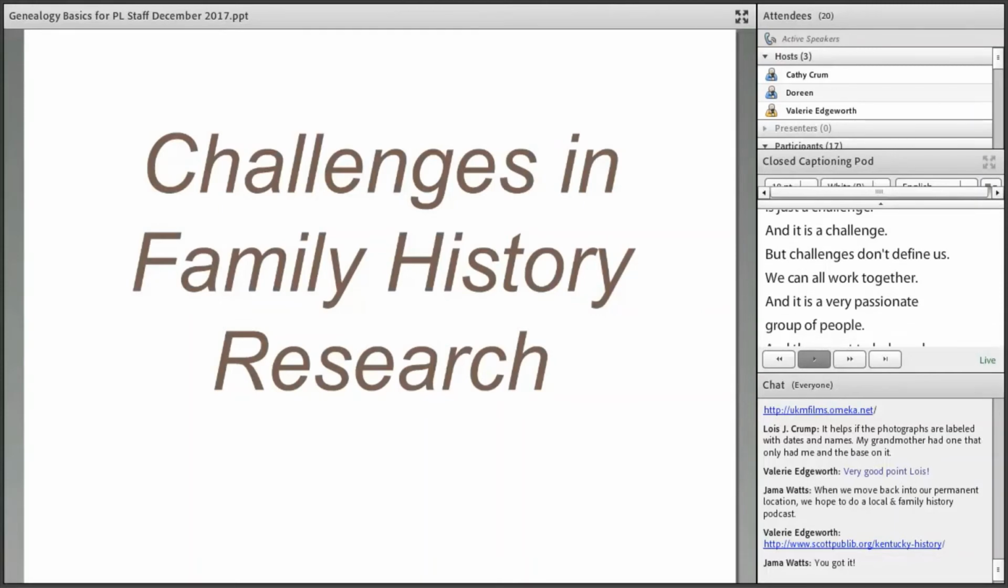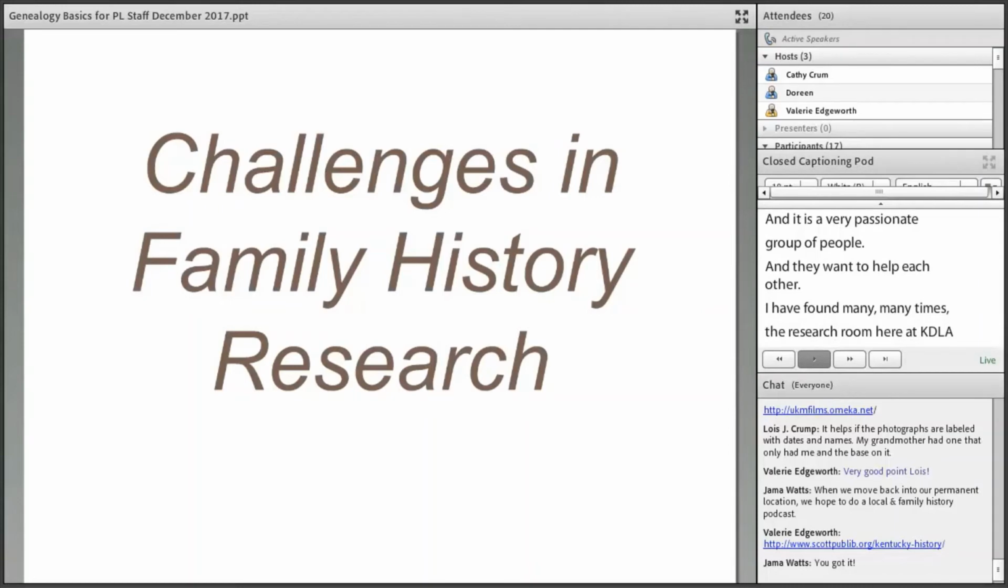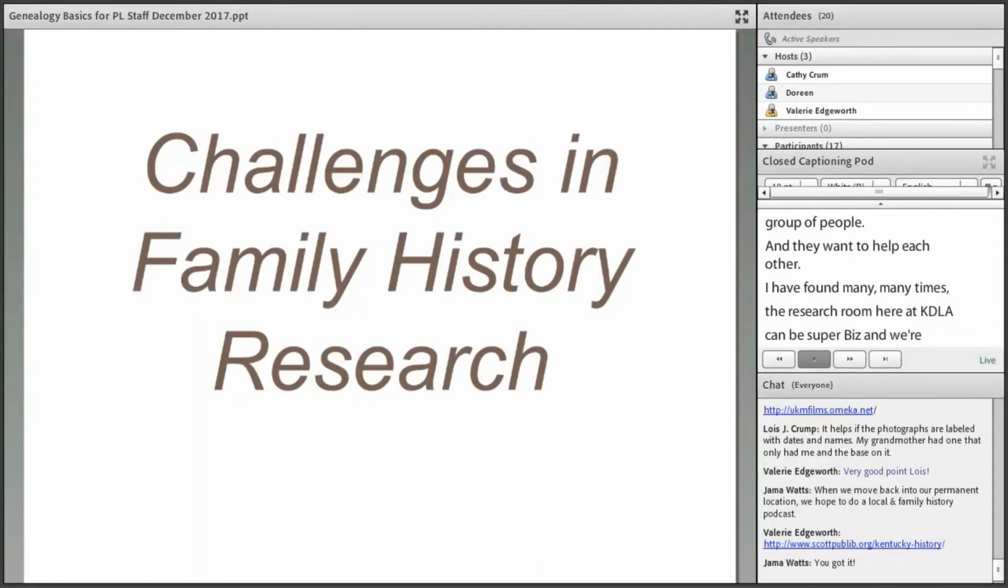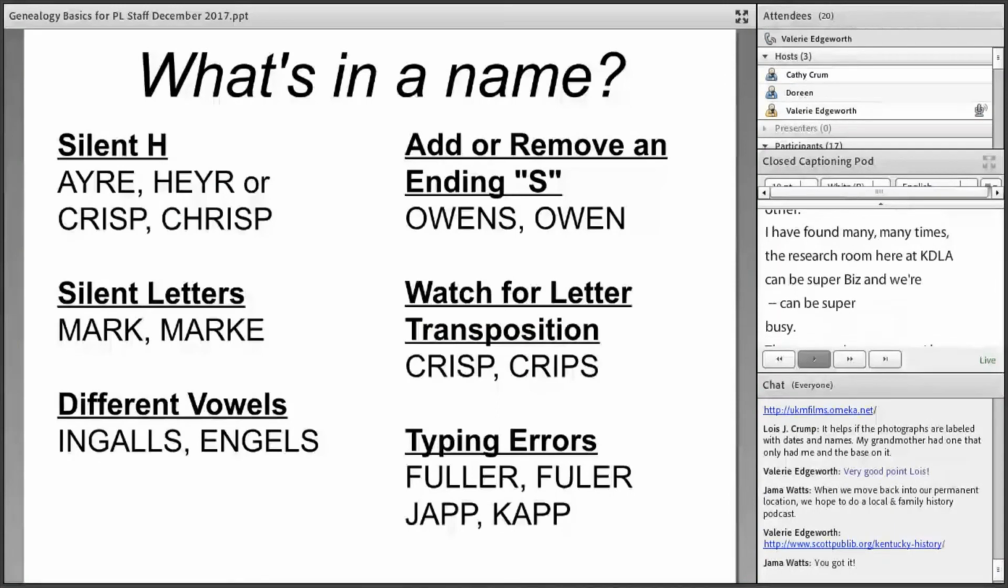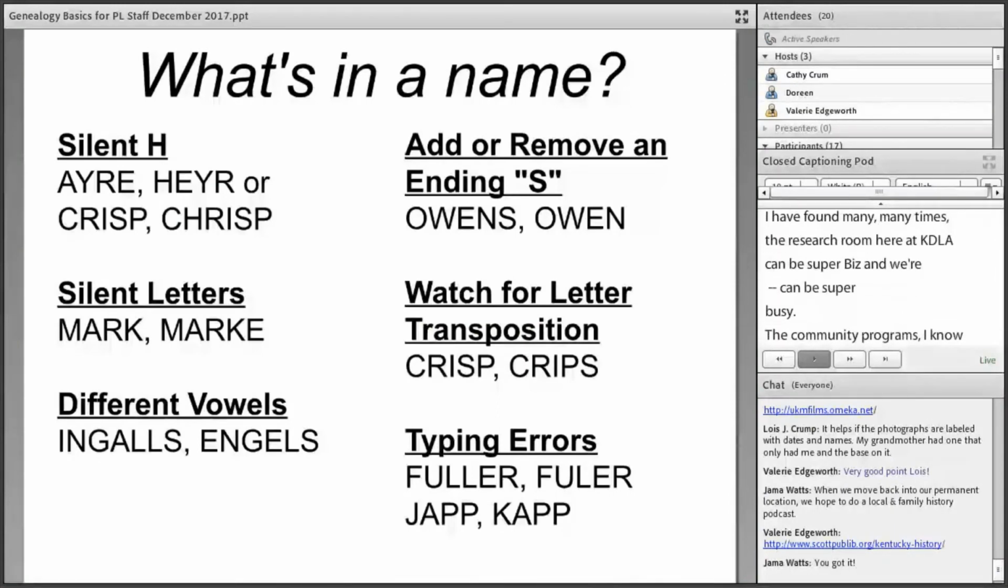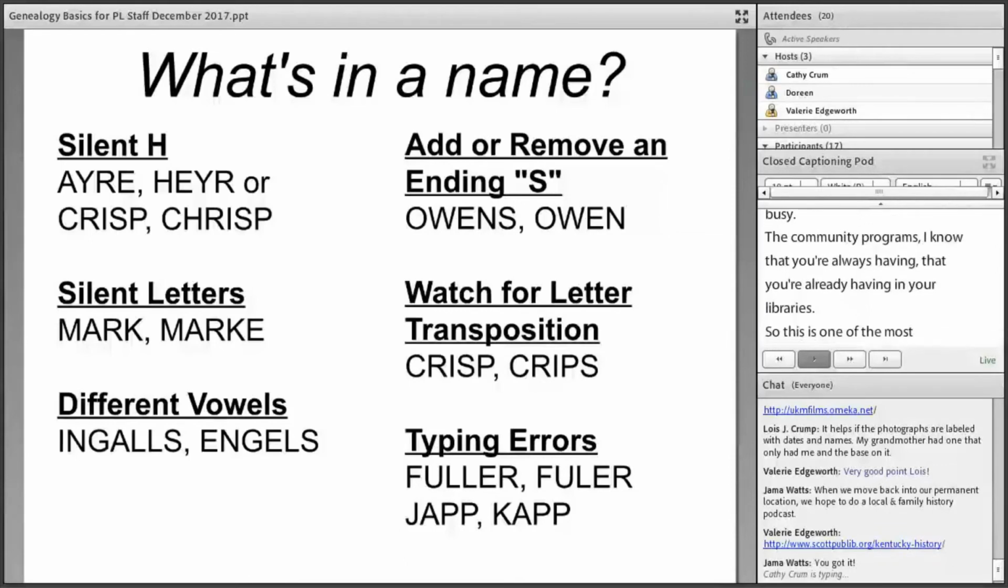I have found many times the research room here at KDLA can be super busy, and while we're helping patrons, they're helping each other. And that's what I find wonderful about the community programs that you're already having in your libraries. So this is one of my most favorite slides, and you can see why it would be one of my most challenging slides.